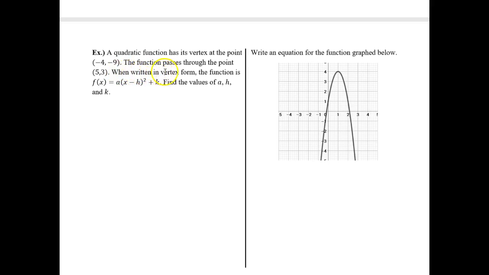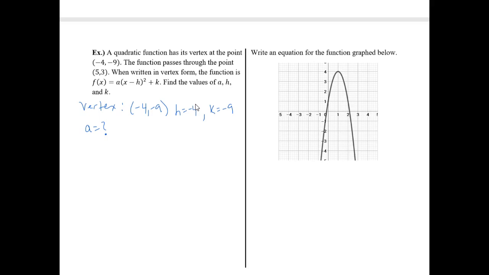When written in vertex form, the function is f of x equals a times the quantity x minus h squared plus k. So it's a parabolic function. Find the values of a, h, and k. Alright, so h and k are easy, right? Because we have the vertex. The vertex is -4, -9. That means that h is -4 and k is -9. So we already know those parts. What we don't know is a.